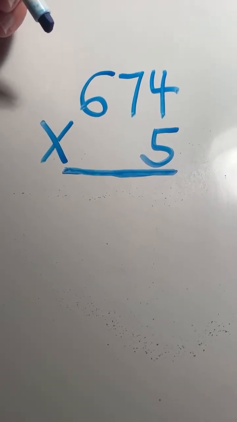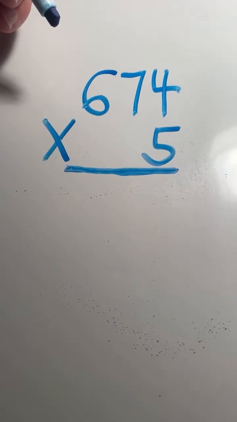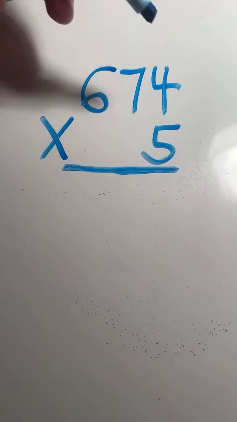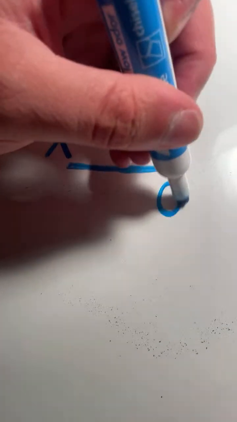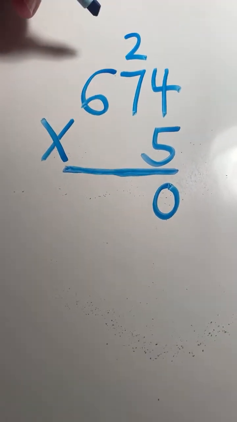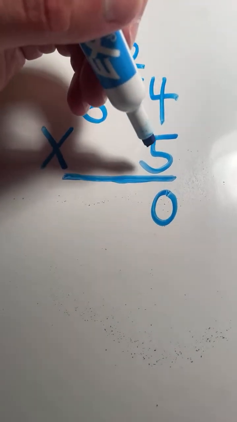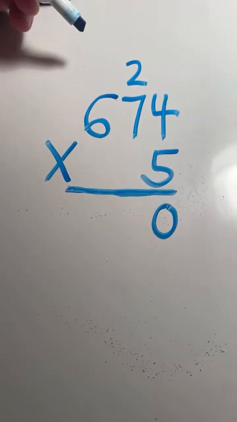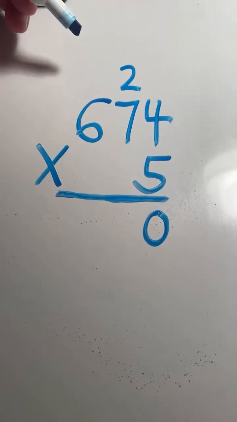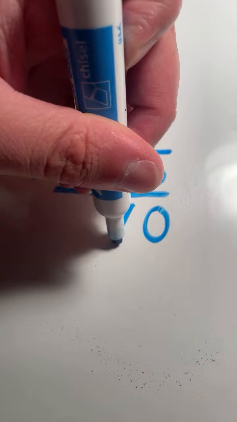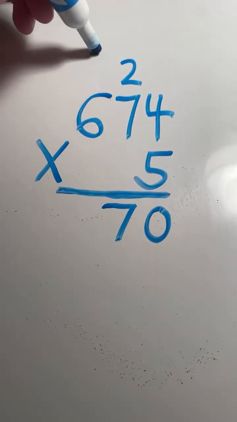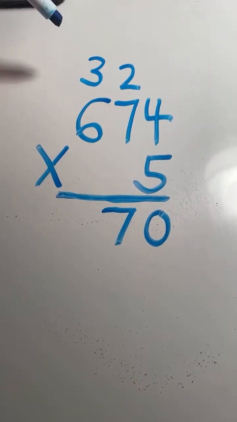674 times 5. Starting in the ones place now. 4 times 5 equals 20. 0, carry the 2. 7 times 5 equals 35, plus 2 equals 37. Again, we have to regroup. We regroup whenever our product is 10 or more. So the 7 in 37 goes in the tens place. The 3 in 37 gets carried over to the hundreds place.